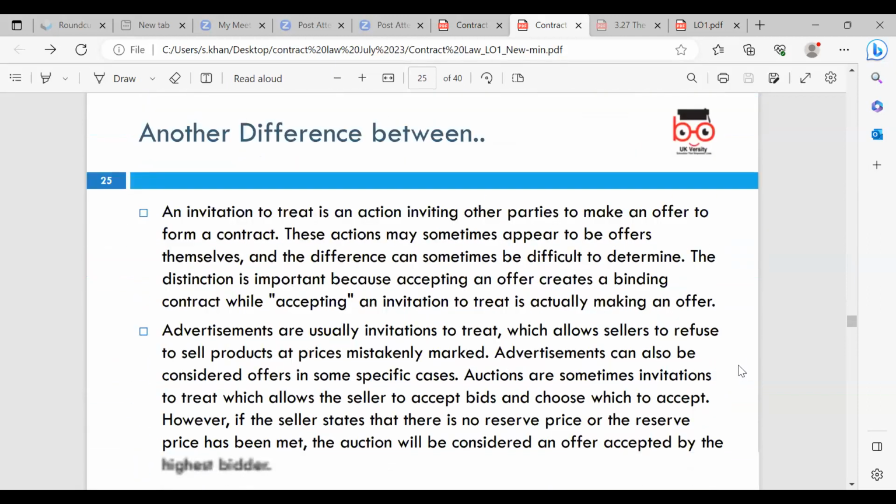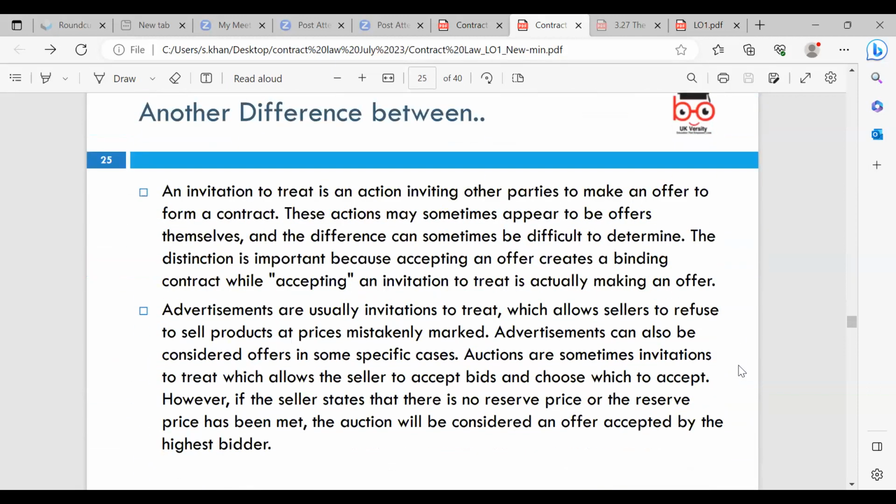Another difference between an invitation to treat and an offer: an invitation to treat is an action inviting other parties to make an offer to form a contract. So it's not literally an offer. You are tempting the other party to come in and make this contract. These actions may sometimes appear to be offers themselves, and the differences sometimes can be difficult to determine.